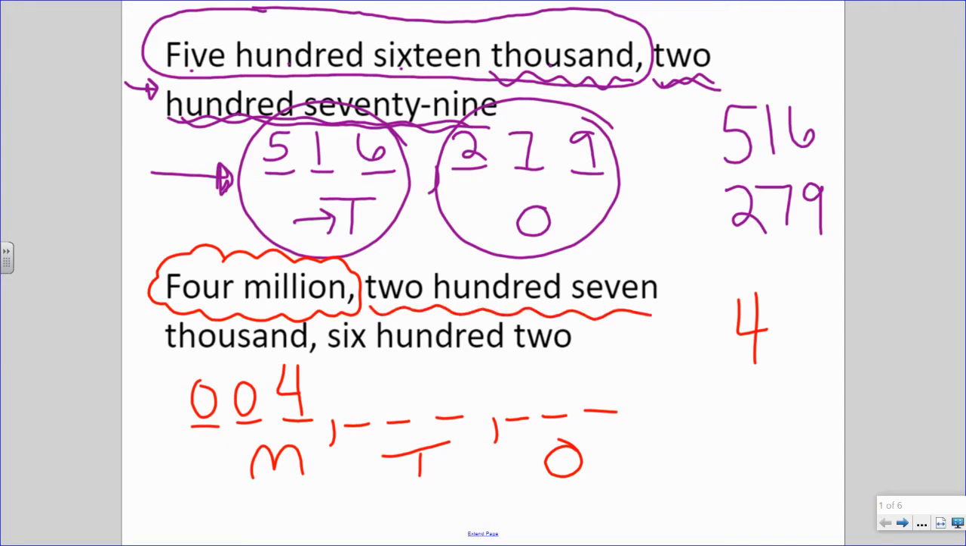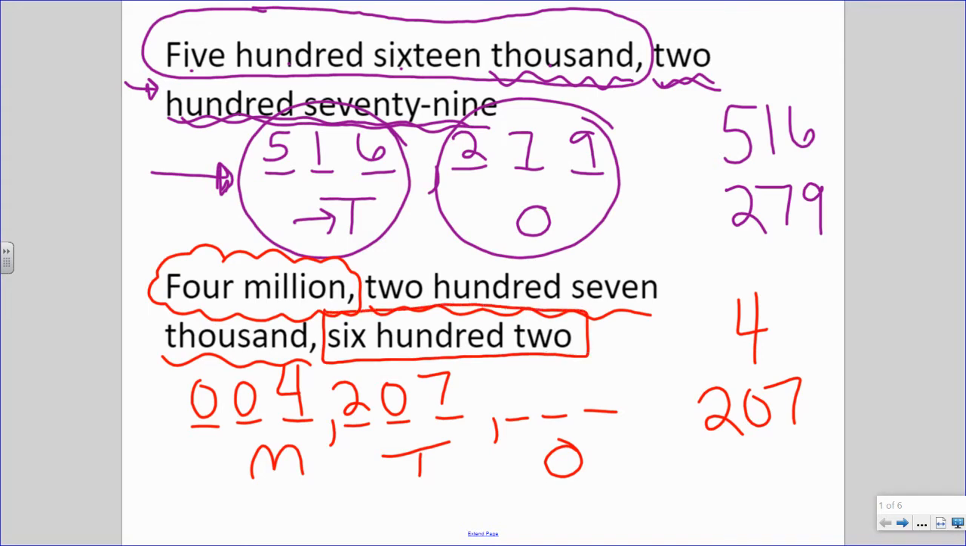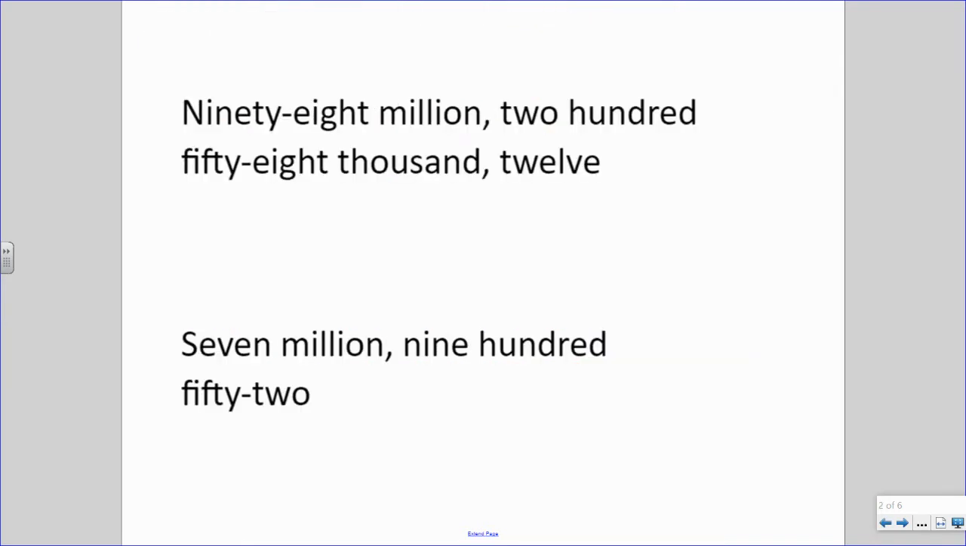It says 207,000. So I know that the number 207 needs to go into the thousands period. Well, that's 3 digits. I have 3 parking spots, Captain Obvious. And my last period here says 602. 602 doesn't say thousand or million or billion, so it just goes in that ones period, and it's 3 digits. So that's a Captain Obvious placement here. And I end up with 4,207,602. All right, so what you're going to do is you're going to pause the video right now.